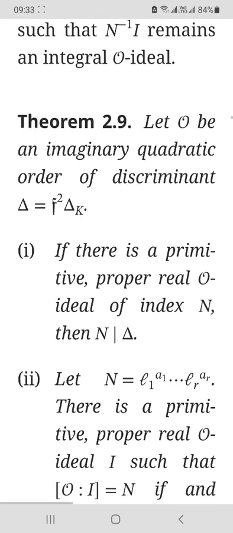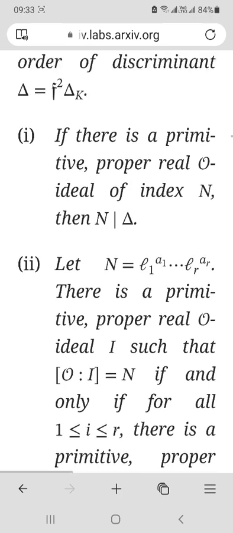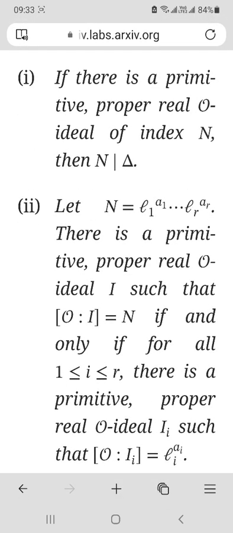Okay, let's talk about Theorem 2.9. Let O be an imaginary quadratic order of discriminant delta, which is equal to f squared delta k. If there is a primitive, proper, real O-ideal, so the condition is the same, it must be primitive, proper, and real, and it must be an O-ideal of index n, then n divides the discriminant of delta. So this is the same equivalent condition here.